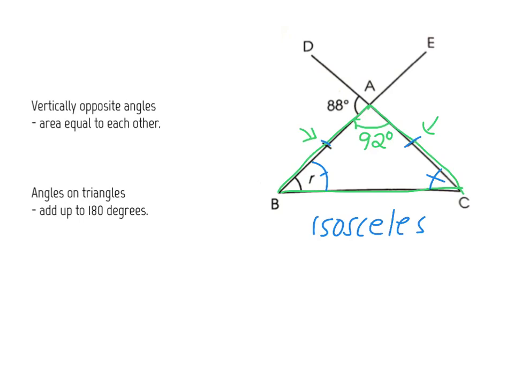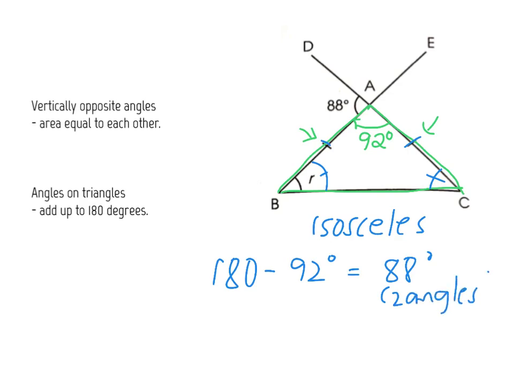So if you solve that, since we know that it's 180 degrees, we have to subtract 92 degrees. And once you do that, you'll have 88 degrees. But 88 degrees represents these two angles here. So that's for two angles. So to solve for one angle, or angle R, you'll have to divide 88 degrees by 2. And you'll get 44 degrees.